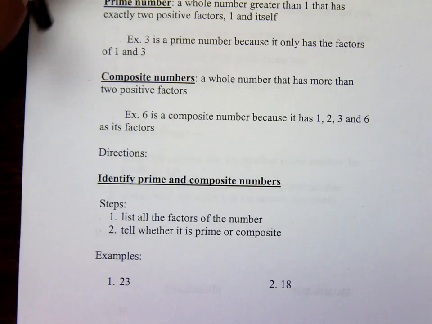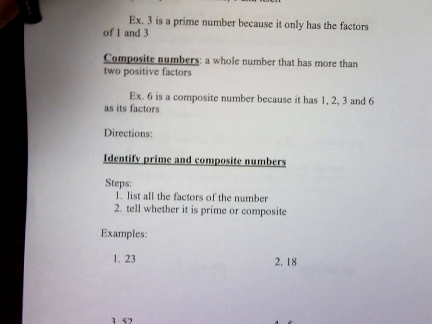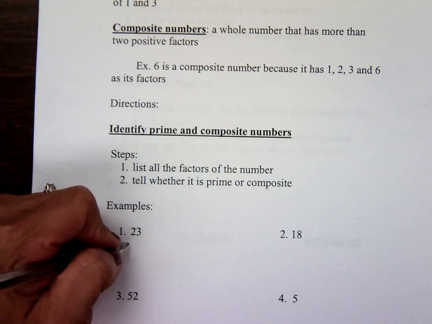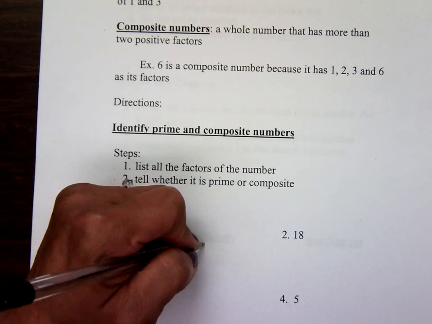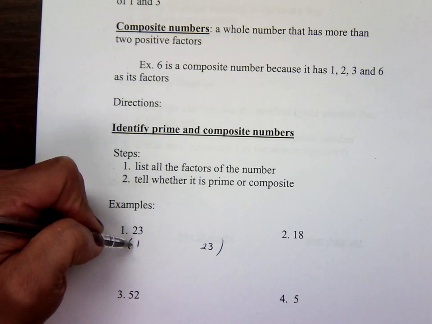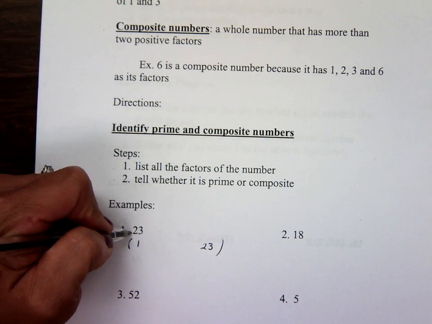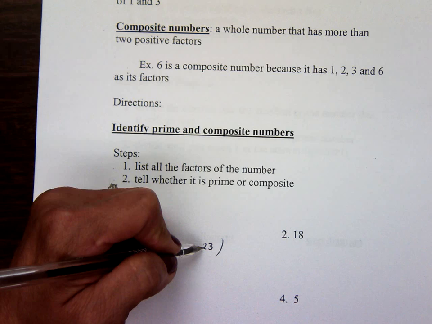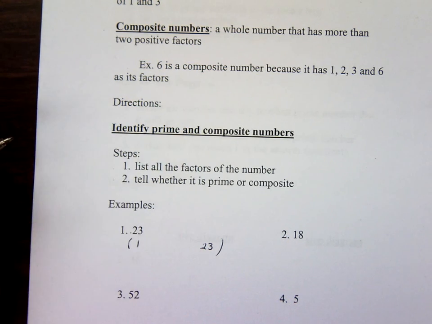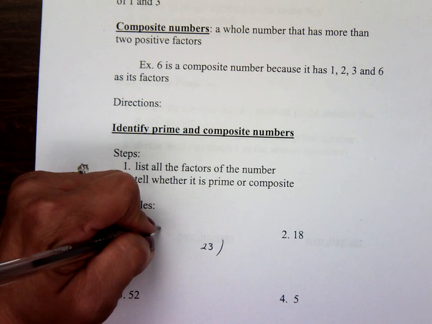So example 1, 23. First you have to list all the factors. So you know 1 and 23. Now some of you learned this as a rainbow, so you make a rainbow. Then you start with 2. Does 2 go into 23? No. 3? No. 4? No. 5? No. And you go all the way until you get to 23. If it's 1 and 23, or 1 and the number itself, this means that 23 is prime.